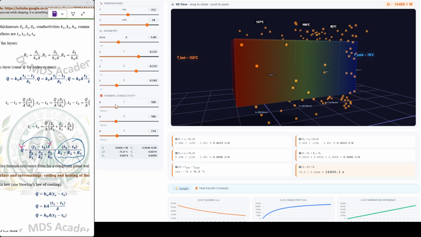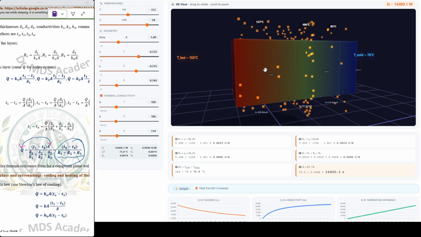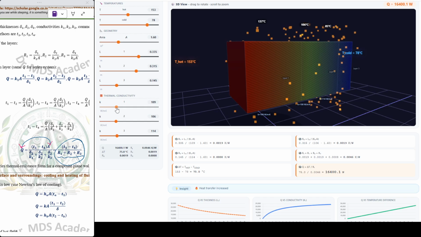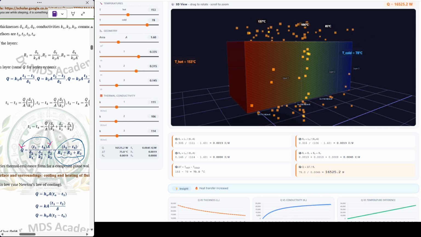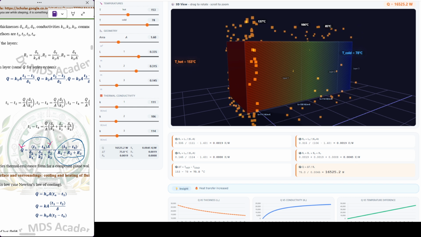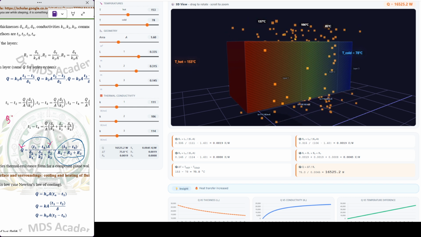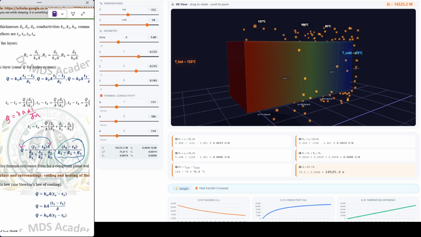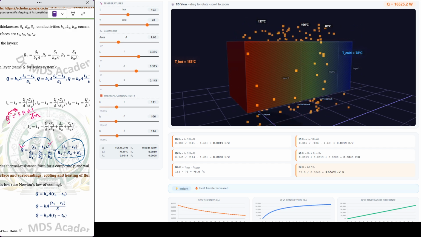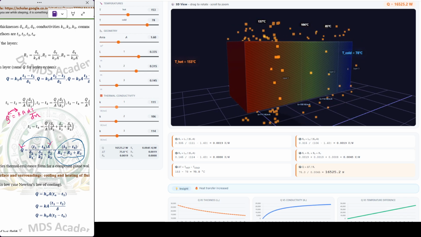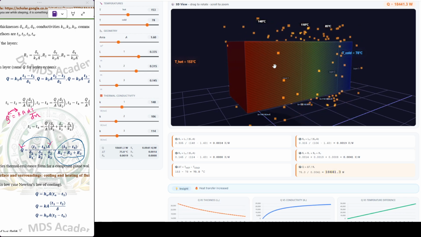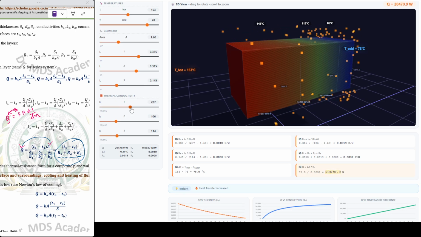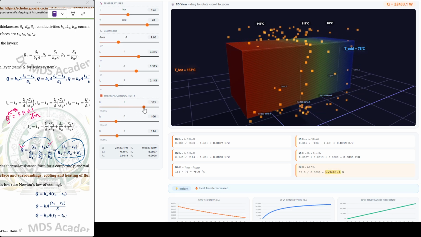K1 is the thermal conductivity of the first layer. More is the K, more heat transfer takes place, because of the directly proportional relationship. Q is equal to K into A dT upon dx, so this is directly proportional. More is the K, more is the Q. So let's increase the K1 value, the thermal conductivity of this first layer. See, the Q value is rising now.